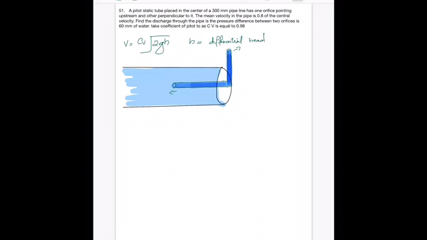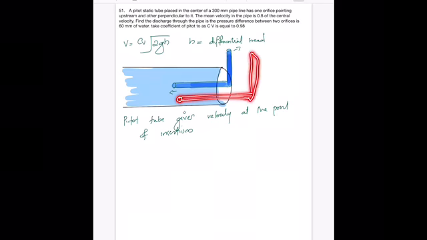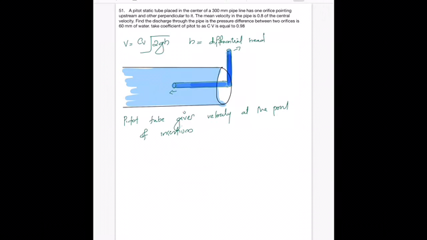The mean velocity of the pipe is 0.8 times the central velocity. That is something that requires our attention. So the pitot tube gives the velocity at the point of insertion. Here the pitot tube is inserted at this point, so it gives the velocity at this point. If the pitot tube was inserted like this, it would have given the velocity at this point. If it was inserted near the top surface, it would have given the velocity there.